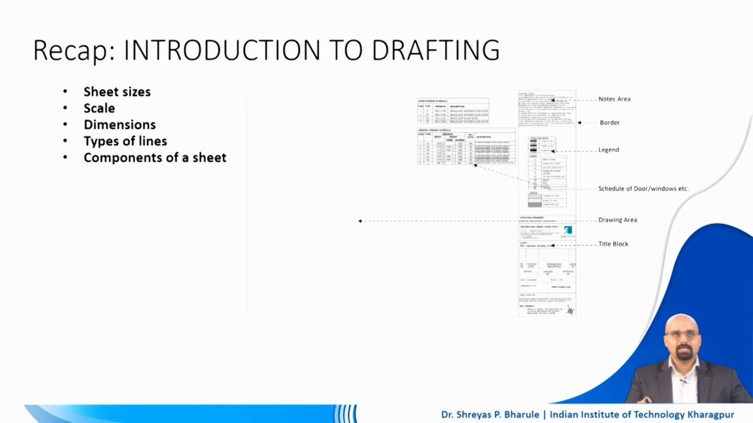And lastly, we looked at the components of a sheet. So in a sheet, what all things are there? We have a note area, we have the border of that particular sheet, then we have a legend, and a schedule of doors and windows, etc. These can be different types of schedules, along with the legend which has representative diagrams of all the things inside the drawing, which represent certain fixtures or components or elements of that particular building. All of these are listed out in this legend.